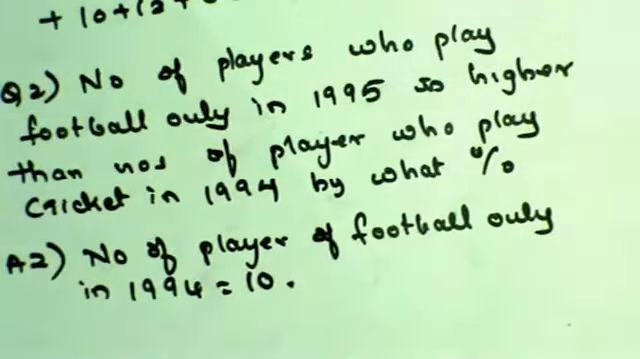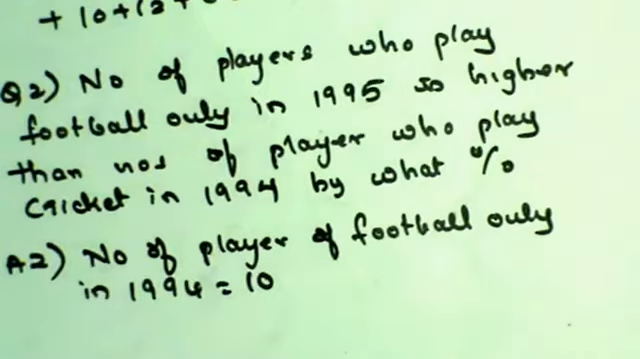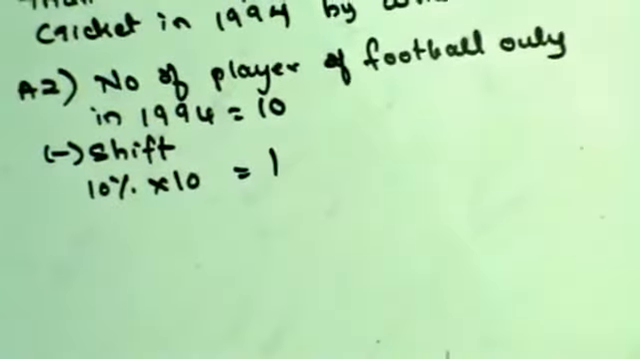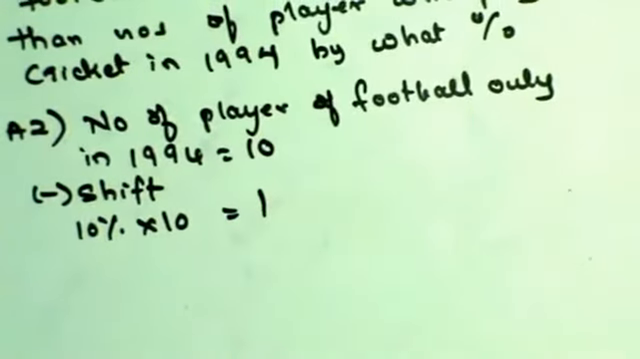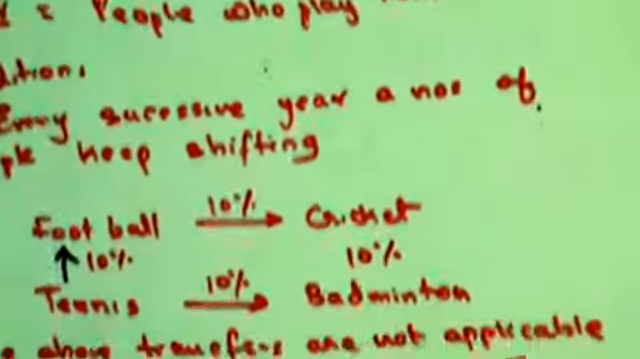There were 10 players. Now, they are saying that you have shifting taking place, right? So from this, 10% has been shifted from football, they have gone to cricket. Let's shift 10% of 10. So, one of them has been shifted. Fine, do we get the same here? And from tennis, guys, you have people who have come into football.